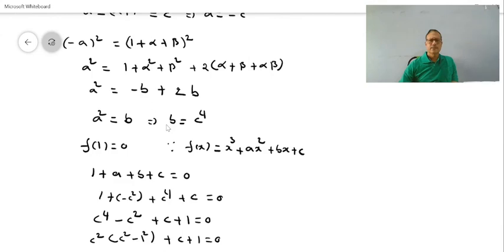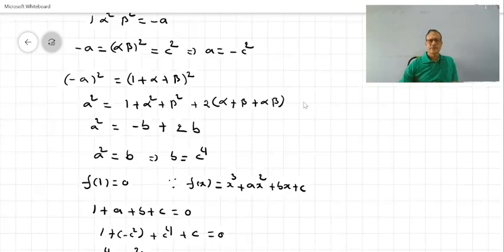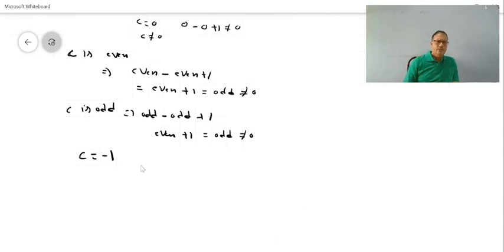Now, what is b? b is equal to c to the power of 4, and a is equal to minus c square. So I substitute the c value to get the a and b values. So a is equal to minus c square, that is minus 1 whole square is 1, minus 1 into plus 1, minus 1, and b is equal to c to the power of 4, that is minus 1 whole to the power of 4, that is equal to 1.